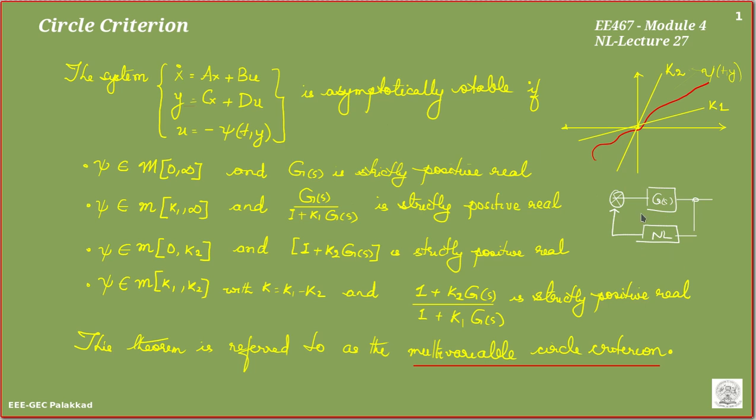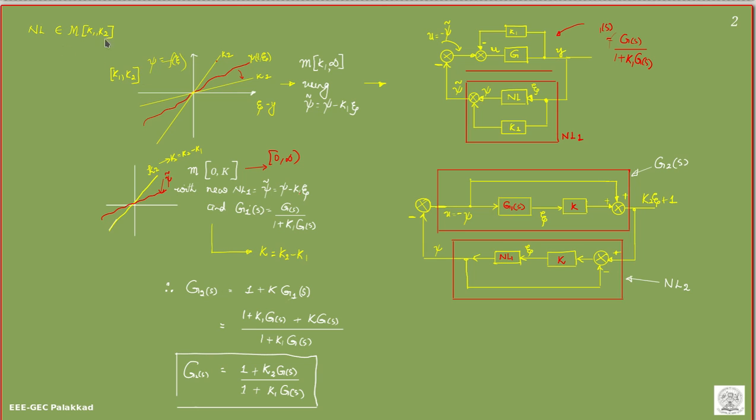Now if we take the general case, where the nonlinearity lies within the sector [K1, K2], what we had done was rearrange the nonlinearity from the [K1, K2] sector. We tried to make it the zero-infinity sector and saw what arrangements we had to make on G(s) so that the whole system would be asymptotically stable.